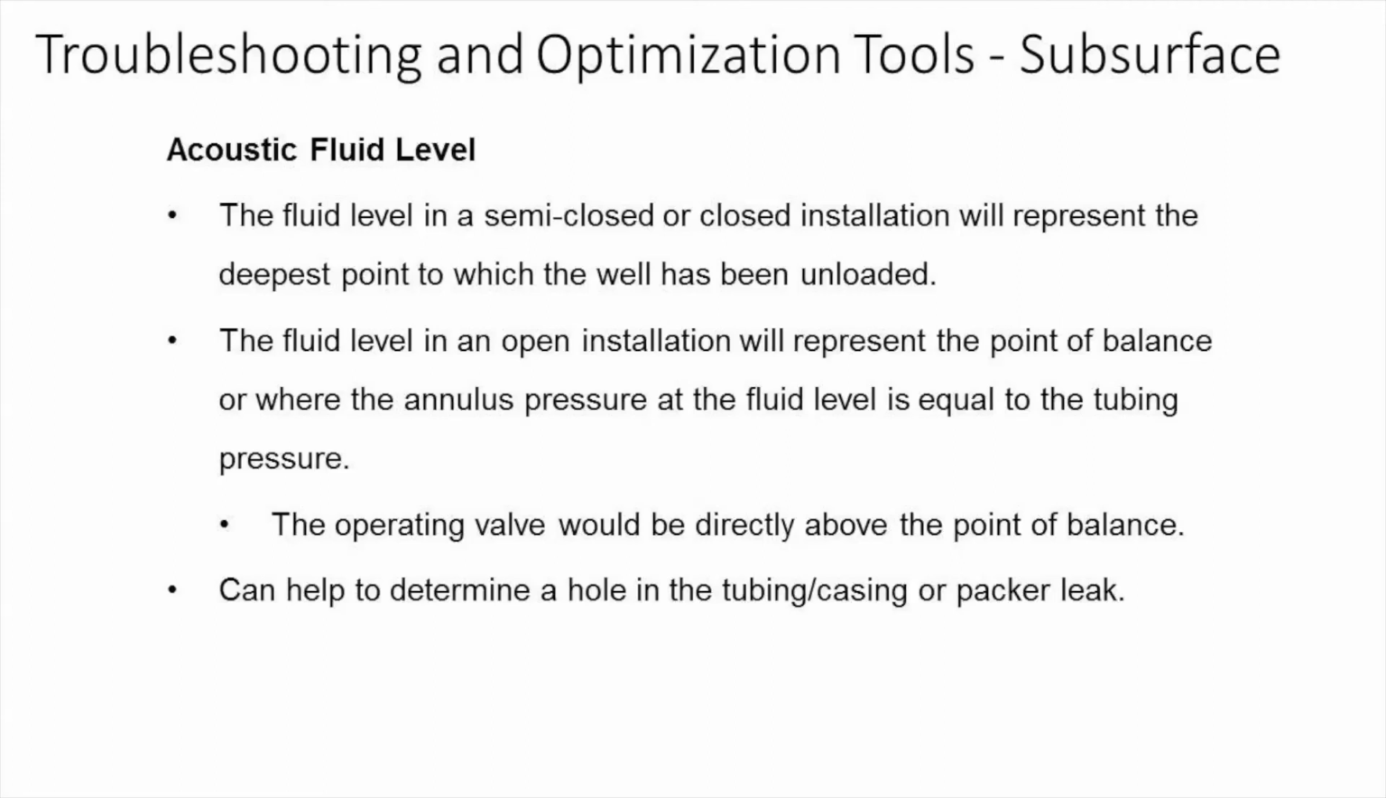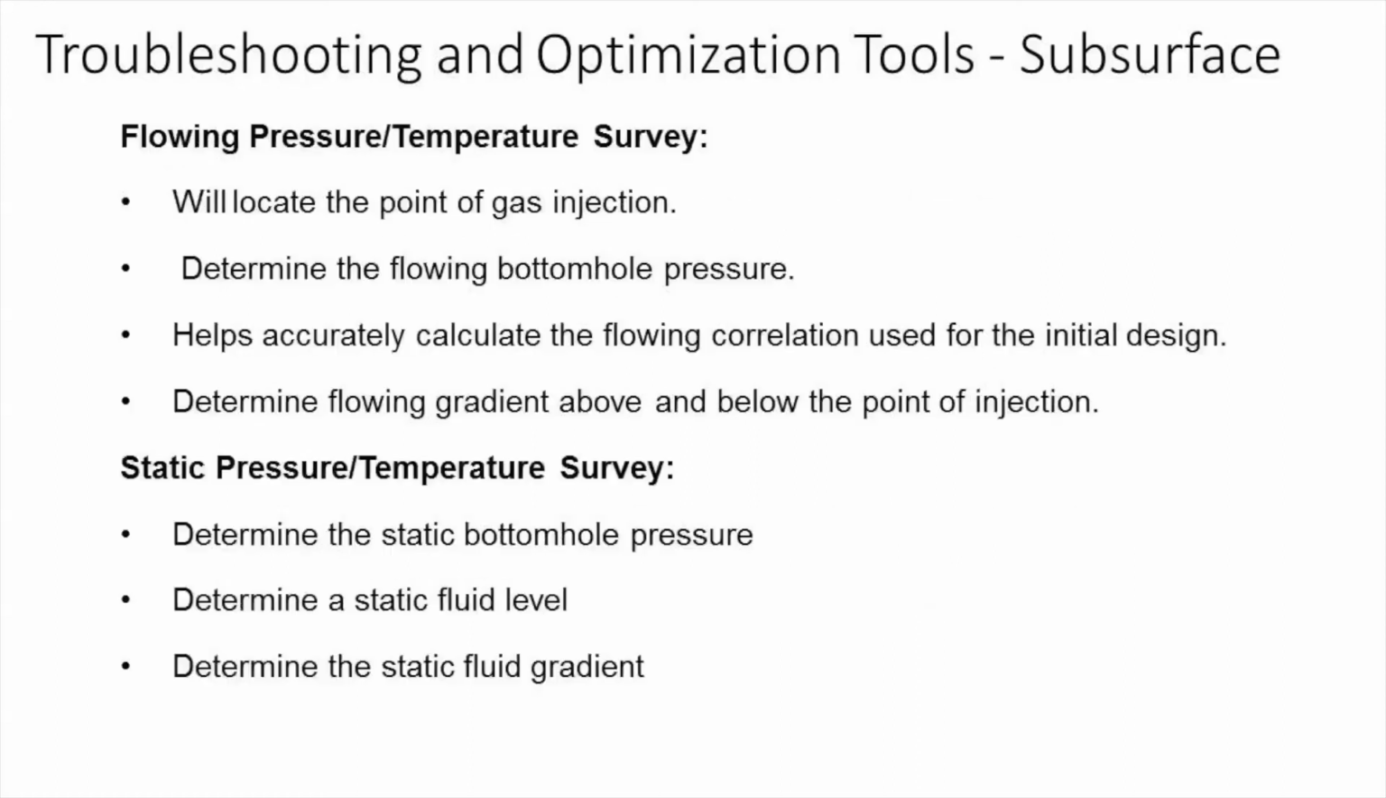Fluid level determination, very helpful tool, very inexpensive tool that most operators have right around the truck with them. So you can determine bottom hole pressures with flowing fluid levels. You can determine where you're lifting with fluid levels, and then you can help with some problems, either holes in the tubing, holes in the casing, plugs in the tubing through an echo meter or a fluid level shot.